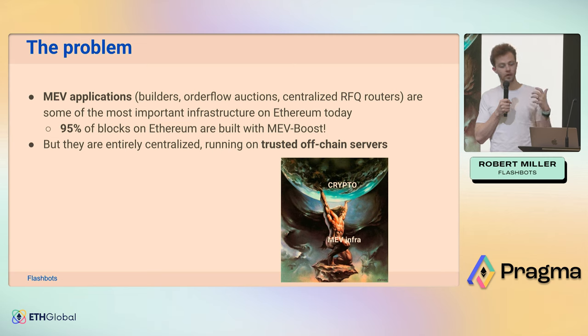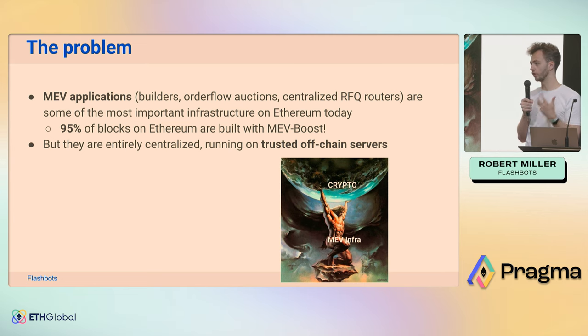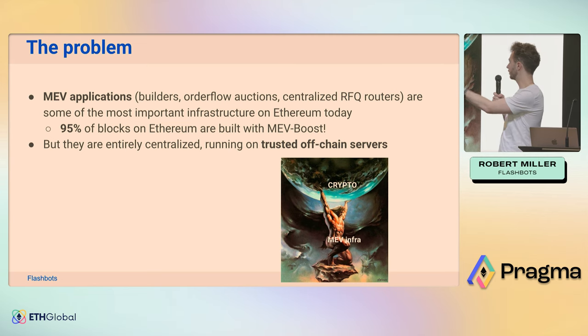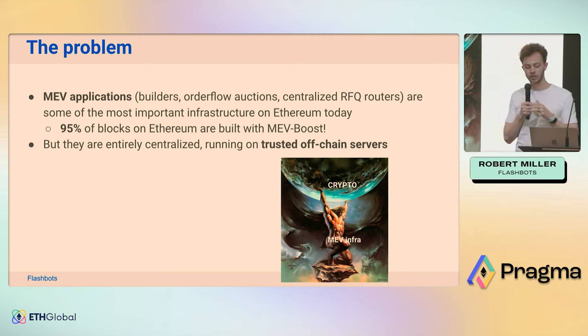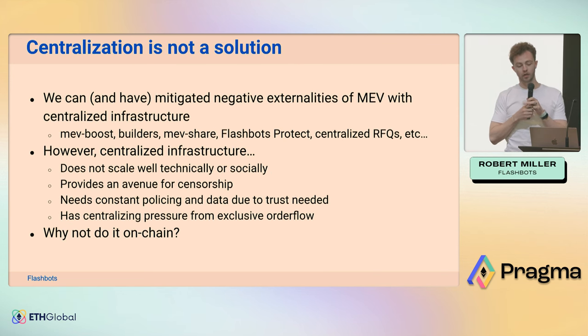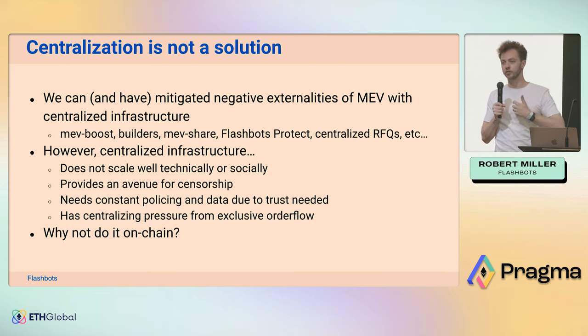So there's this really critical infrastructure at the heart of crypto, at the heart of Ethereum today, that is entirely centralized and running off-chain. And you can see here my atlas of MEV infrastructure that is holding up crypto. And this is a challenge because while it mitigates a bunch of the negative effects of MEV that I haven't touched on here too much, with things like MEV Boost keeping the validator set decentralized, Flashbots Protect if you want to prevent front running, this centralized infrastructure doesn't scale very well.